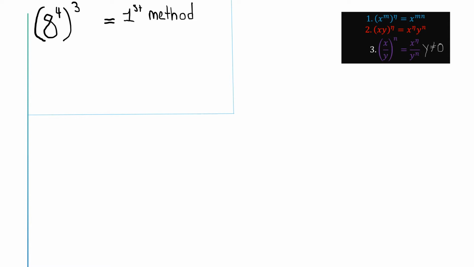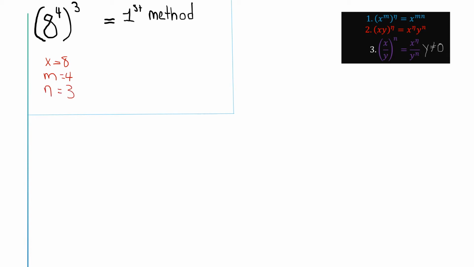So we have 8 to the fourth raised to the third power. Now look at the black box over there on the right and look at the first method, which is number 1. I tell you what, let's go ahead and label these variables with the value of the problem that we actually have. So we'll say that x is equal to 8, and m is equal to 4, and n is equal to 3.